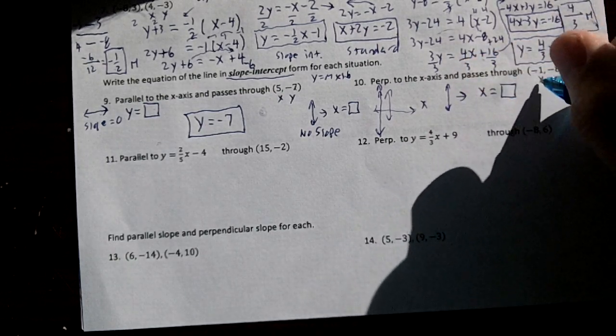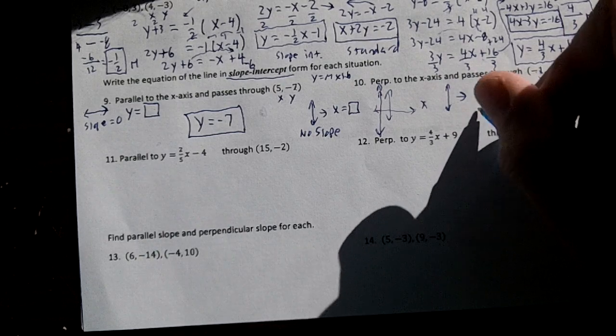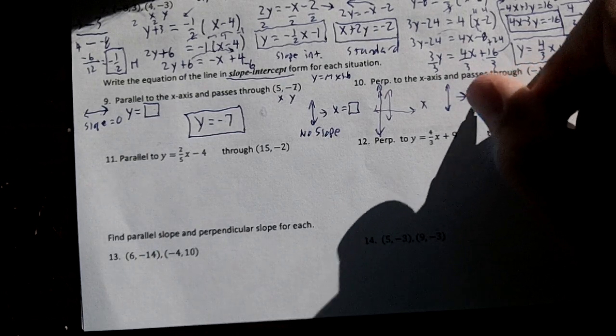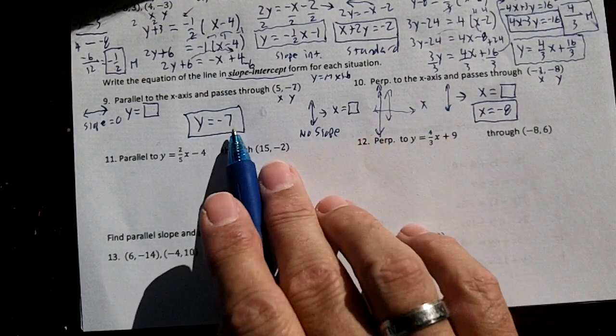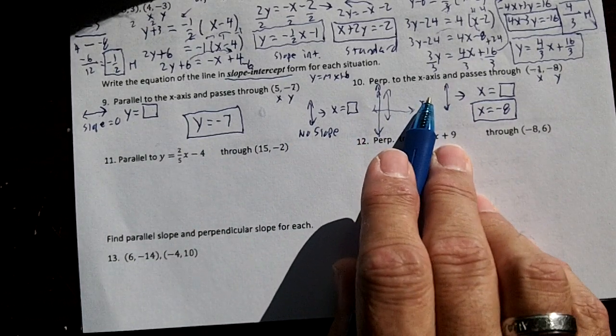Right here, our x is -1 and our y is -8. So the answer is going to be x equal -8. Very important you're able to comprehend this. This is very confusing. You got to be able to do this.